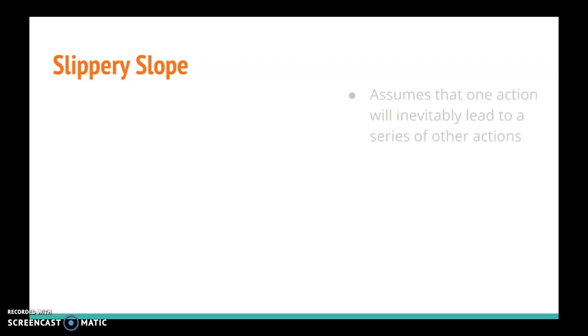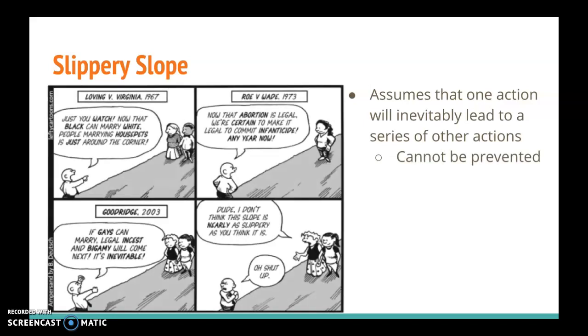The slippery slope fallacy assumes that taking one action will inevitably lead to a series of other actions that cannot be prevented. And this type of argumentation is often used in the face of social movements.